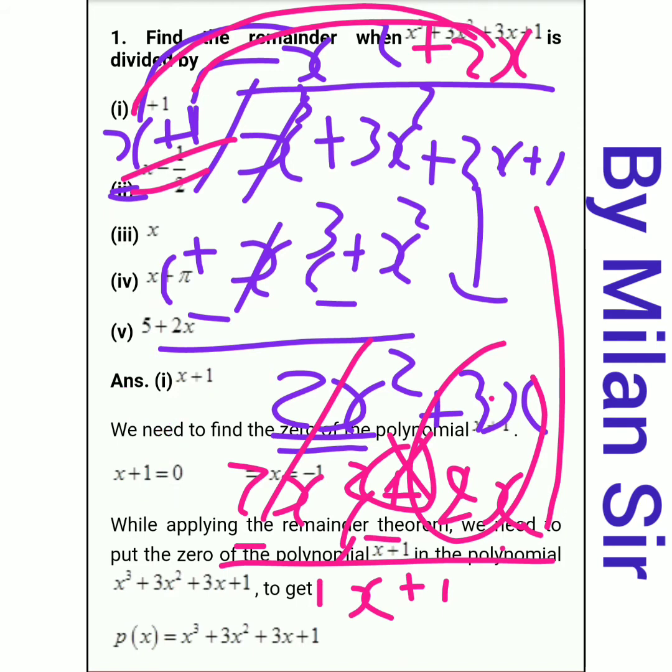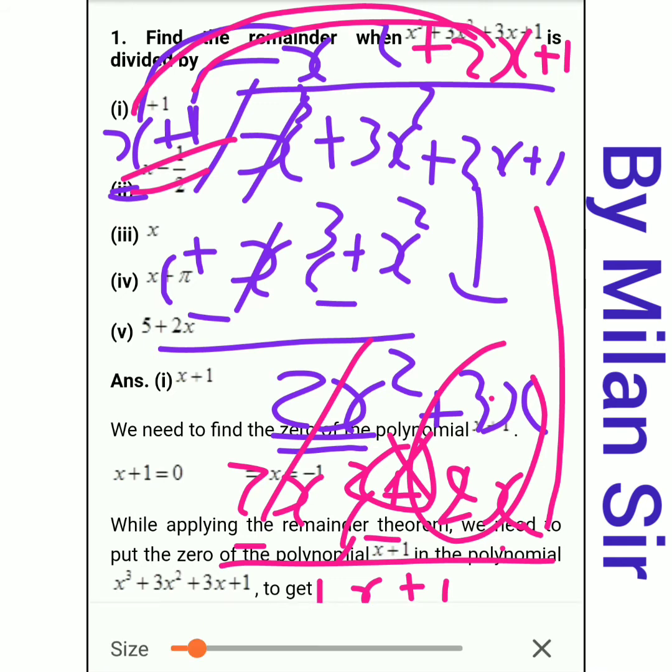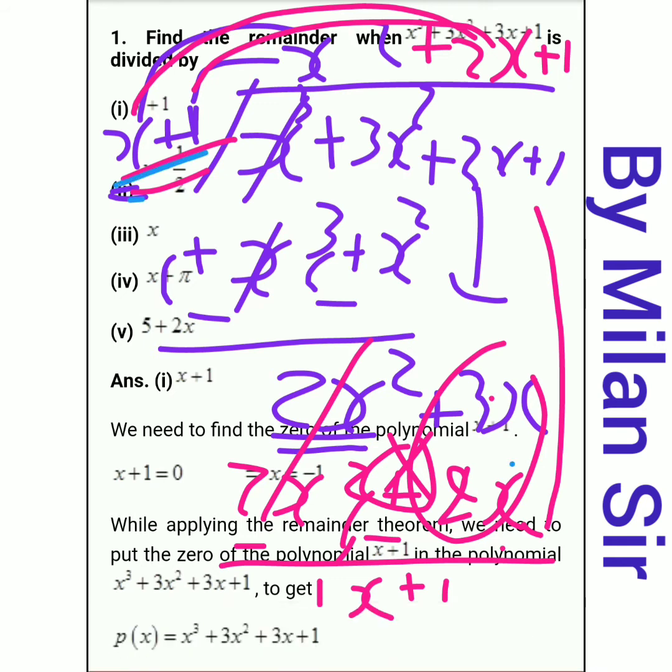We need to multiply this 1 with the x plus 1. So 1 with x is x, and 1 with 1 is plus 1. Then we need to change the sign. So x cancels, 1 cancels, and the remainder is 0. Okay, we get the remainder as 0. So our remainder in the first question is 0.